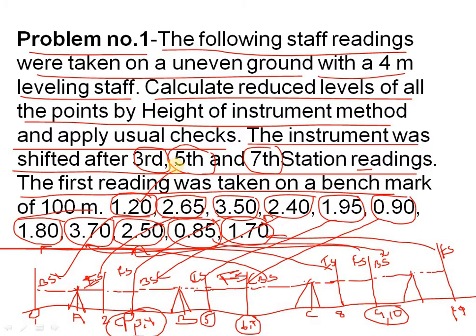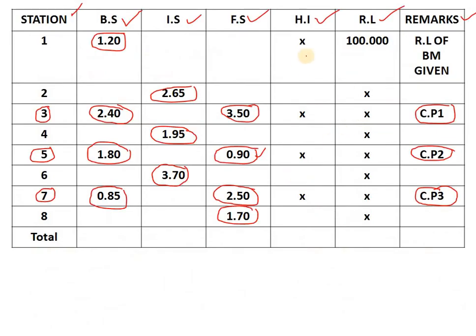So I think here in the question itself it is 3rd and it is at the 6th. We take it as 6th. Okay, 3rd and 6th, and it is at the 9th. 3rd, 6th and 9th station readings. So now let us come into the problem. So we have to calculate HI, and we have to calculate HI of station 3, station 5 and HI of 7. So RLs we have to calculate for all the stations. Okay.